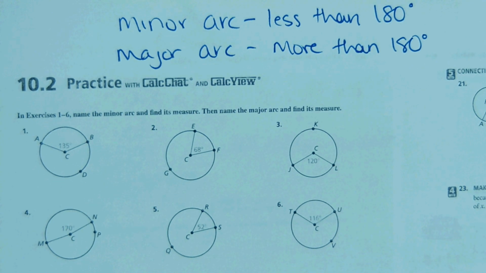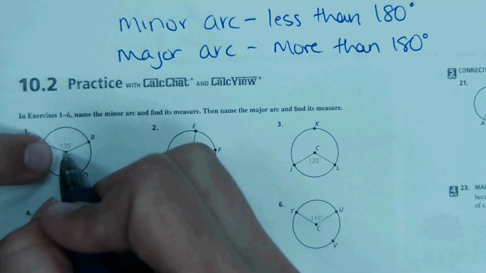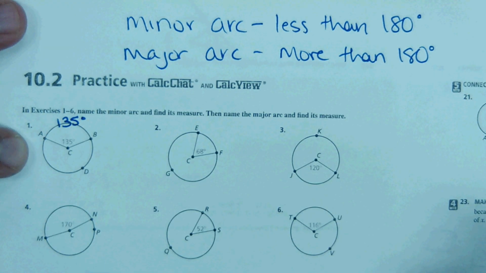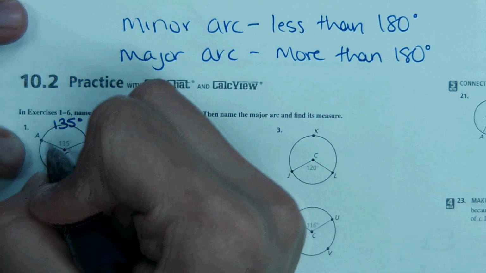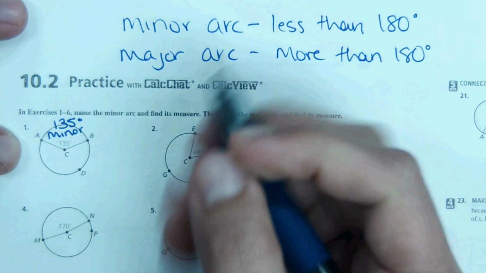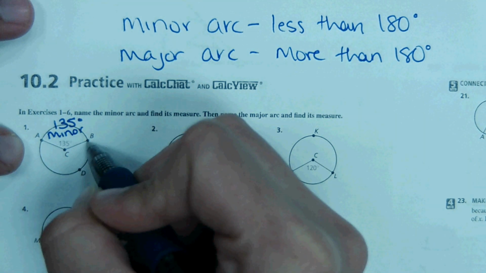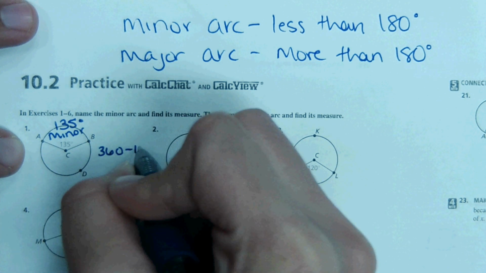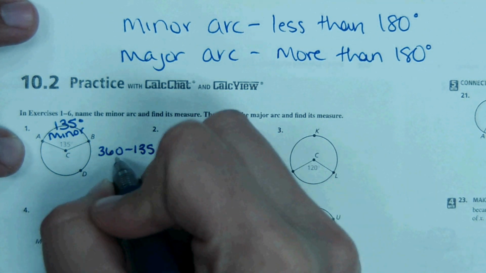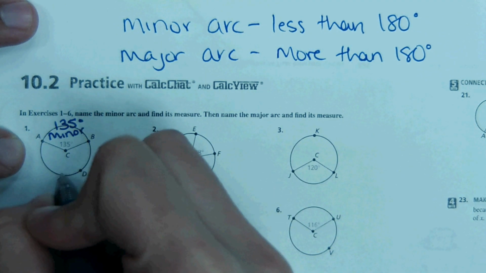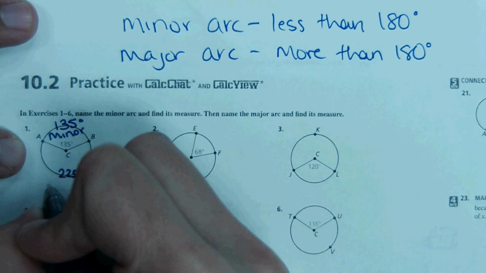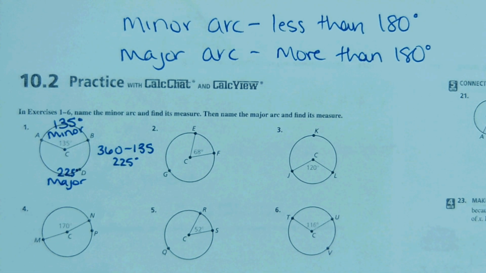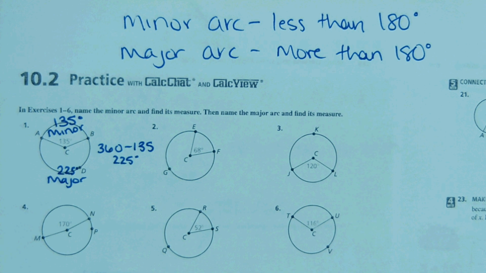Okay, so for number one, it shows us that angle is 135 degrees. So that means this arc is also 135 degrees. This would be the minor arc right here. And then to find the major arc, all the way around from here to here, would be 360 minus 135. It comes out to 225 degrees. So this arc right here is 225 degrees, and that's the major arc. That's the gist, y'all.